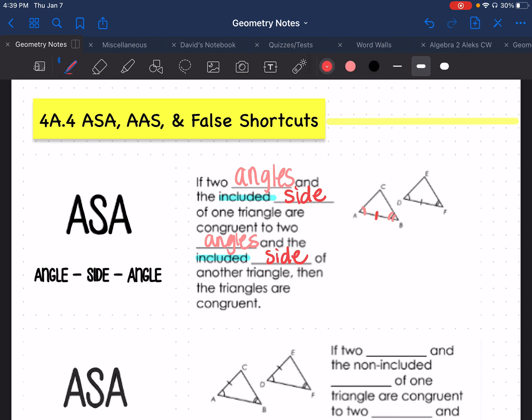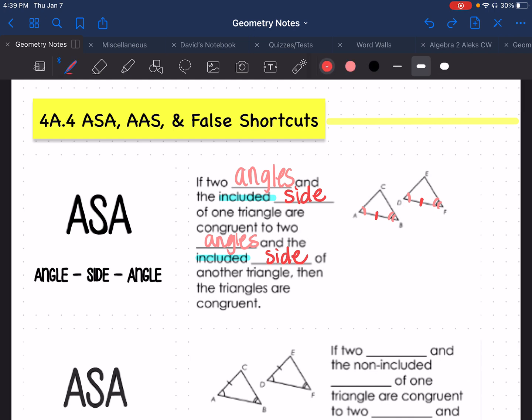Let's look at this in the other triangle as well. Notice you have an angle at D, the angle at F, and the side right between them. This is what included means. I should be able to highlight, and with one highlight, I should be able to mark all three of them. There we go. All three of them are in that blue highlighter. This is what included means. Okay, let me take those off.